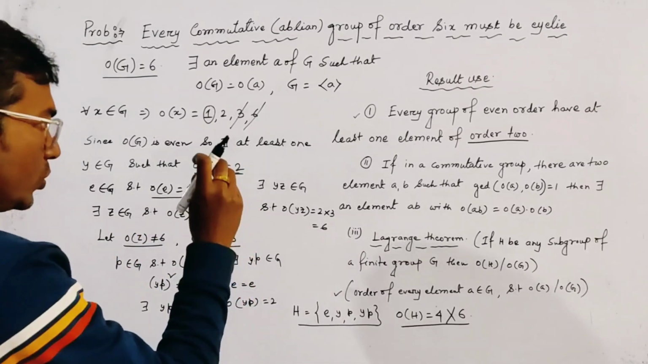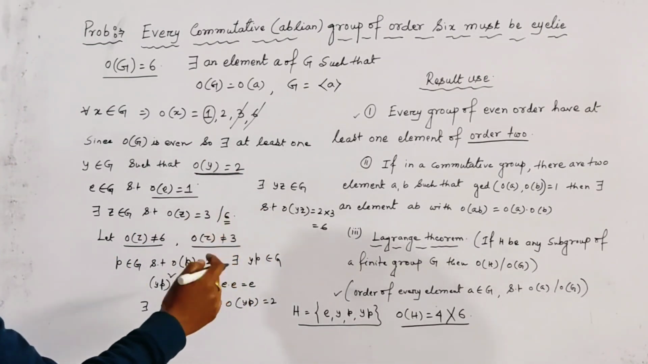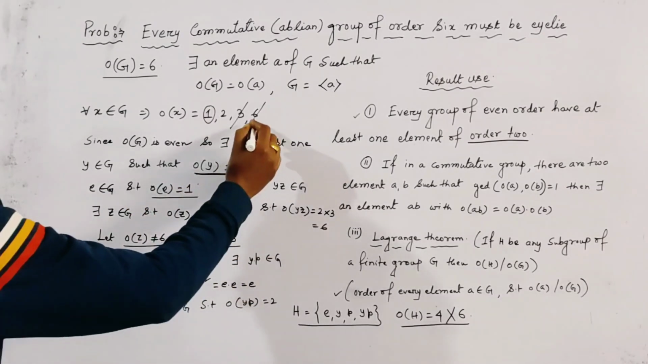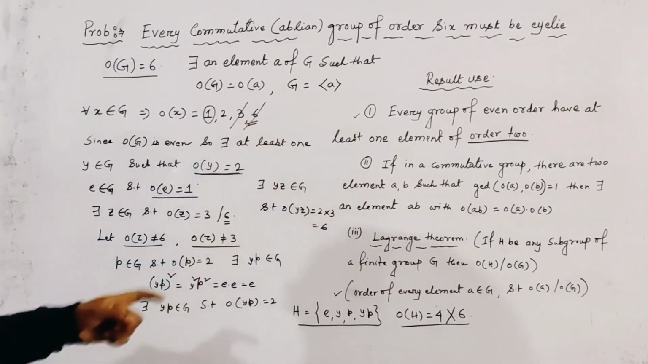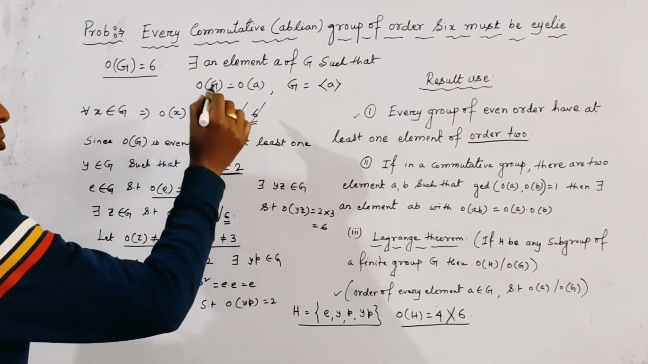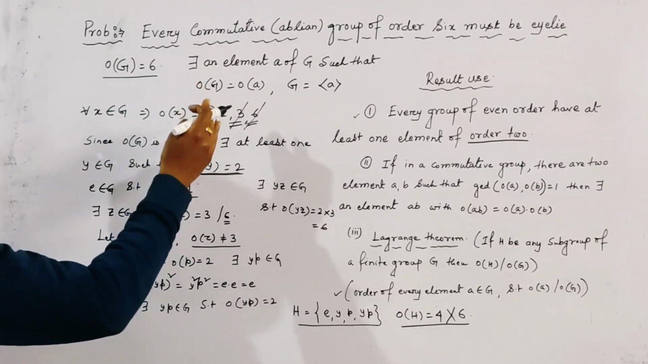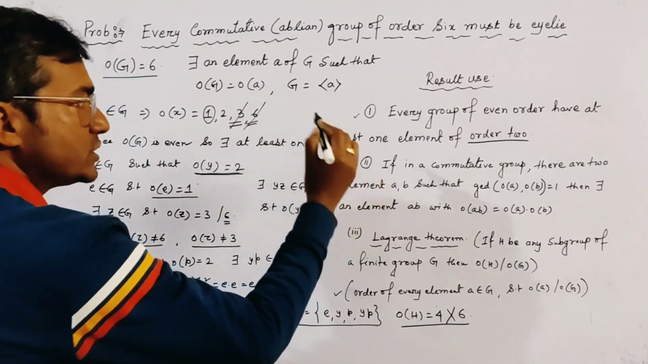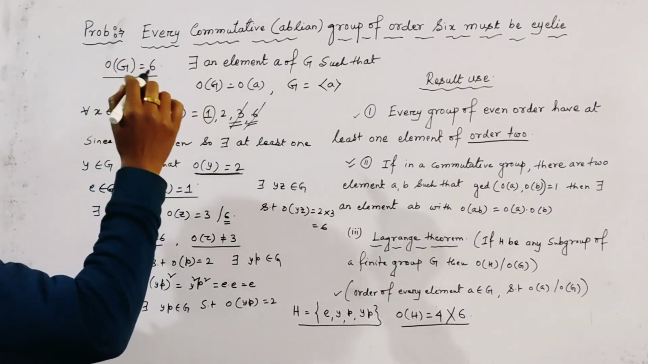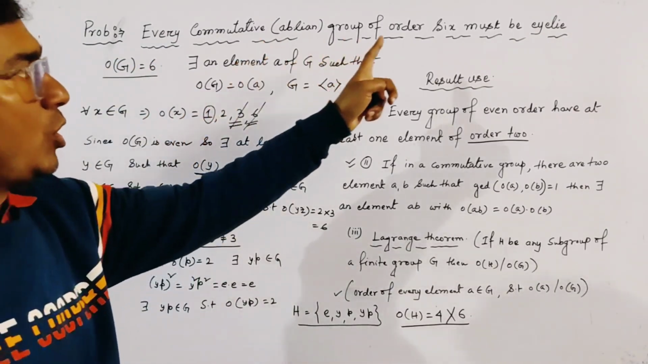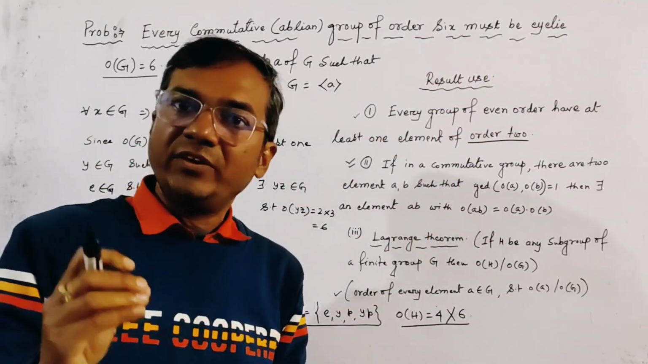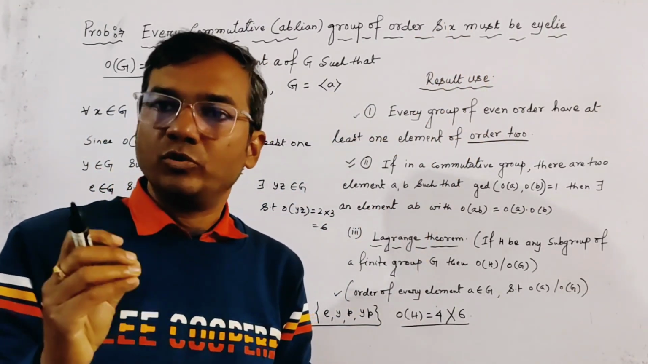So there must exist an element of order either 3 or 6. If we get an element of order 6, then obviously G is cyclic. If we take an element of order 3, then by the second property it is also cyclic. So we have proved that any commutative or abelian group of order 6 must be a cyclic group. A very interesting theorem of group theory.